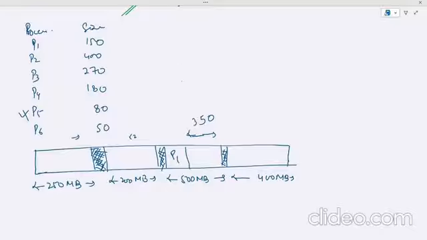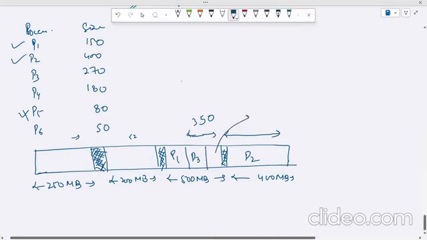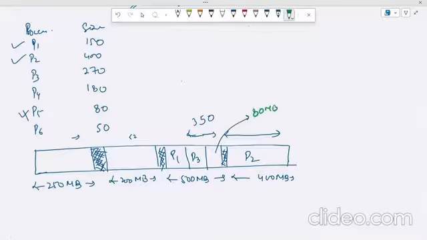P2 400. Very high space. We cannot put it in the first block, second block, or third block. There is only one block left, so definitely we have to put P2 over here. So now the fourth block is fully filled. No space left. Now P1 is completed, P2 is completed, P3 270 needed. The highest space block is the third block, 350. So we have to put P3 over here, and P3 is of size 270. So the space left here is 80 MB.